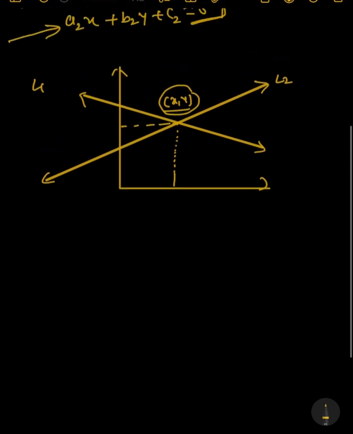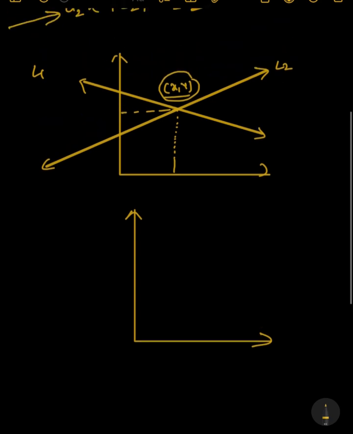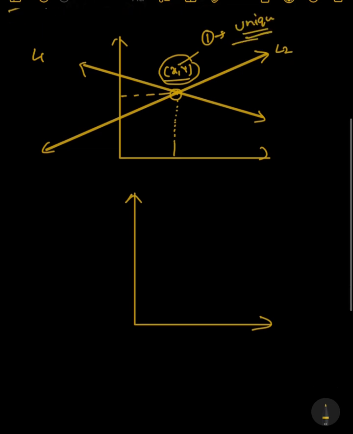And if sometimes we draw a graph like this, in the first case what we are seeing, a single point we are getting. When two lines intersect at a point, then we get a single point. Then at this time you will get one solution, and that one solution is a unique solution, okay. So this will be called the unique solution.